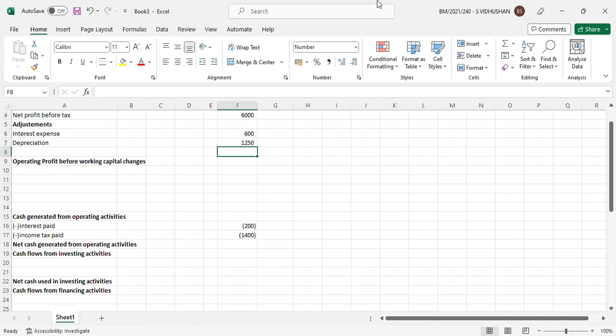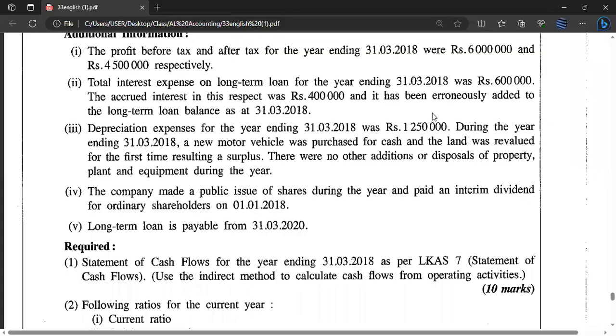And also, what else are they saying? You can see that during the year ending 31st March 2018, a new motor vehicle was purchased for cash. And the land was revalued for the first time, resulting in a surplus. And there were no other additions or disposals of property, plant, and equipment during the year, right?